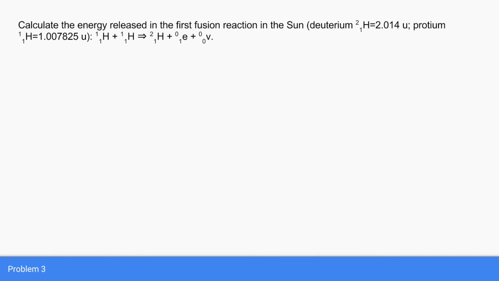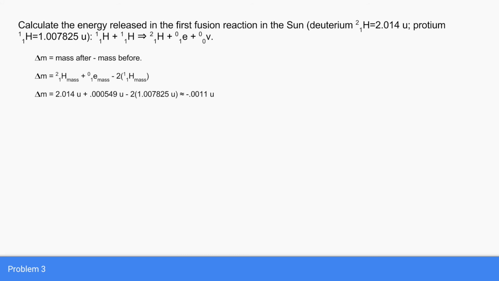So the mass defect is the first thing we have to calculate in solving this problem, and the mass defect is simply the mass afterwards minus the mass before. So before the reaction, we have 2 protiums, so that's what we're subtracting, so it's 2 times the mass of a protium isotope, and then we're adding the mass of the deuterium and the mass of the electron that's created as a result of the reaction. So plugging in the numbers there, we'll get approximately negative 0.0011 atomic mass units for the mass defect.